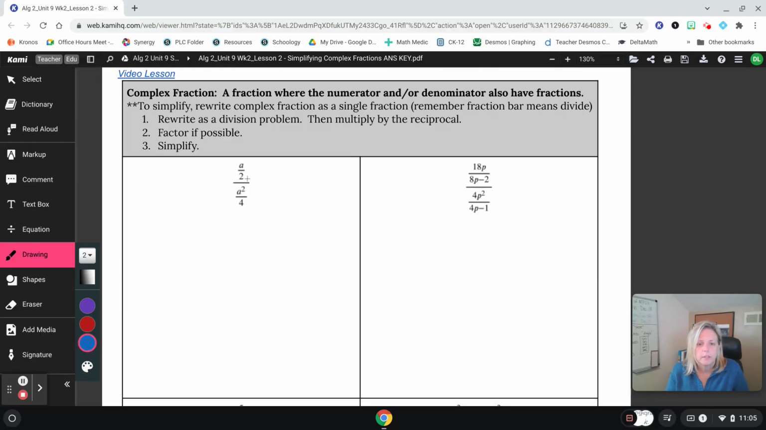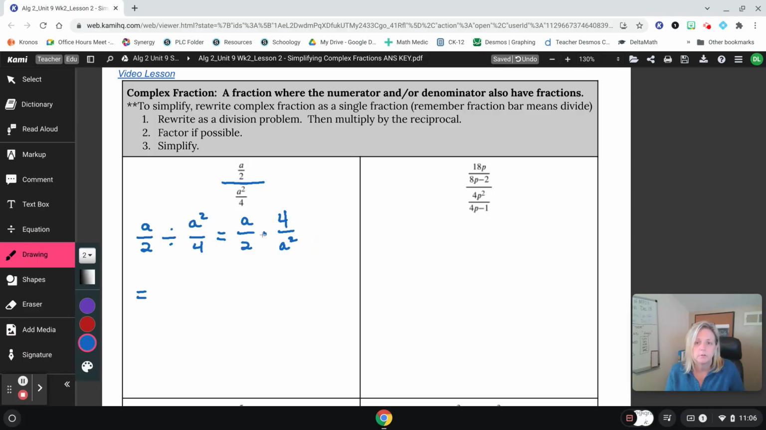The way that we want to look at this is to remember this main fraction bar here is our divisor. So we have a numerator and a denominator. And remember that the fraction bar means divide. So this is essentially the same as saying a over 2 divided by a squared over 4. Now this should look familiar from our previous unit because we talked about dividing rational expressions. And so we're going to rewrite this as multiplying by the reciprocal. So we have a over 2 times 4 over a squared.